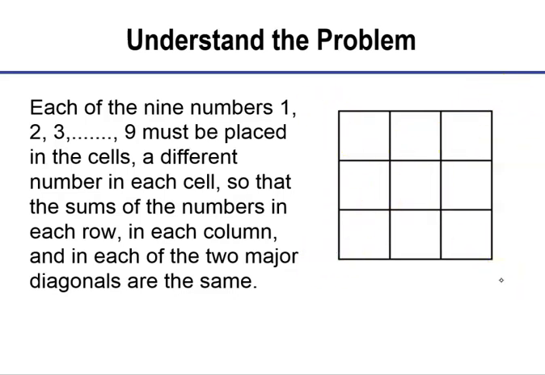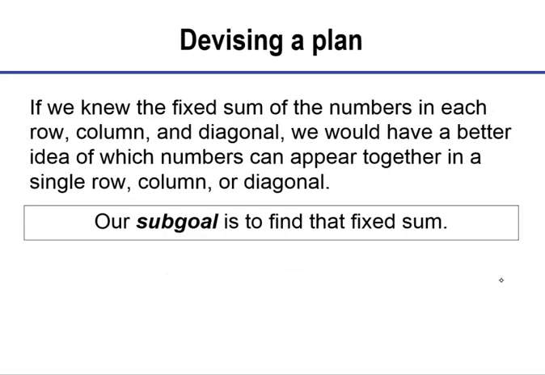But here's the deal. We don't even know what they need to add to yet. So that might be what we call a sub-goal. So keep that in mind. If we knew the fixed sum of the numbers in each row, column, and diagonal, we would have a better idea of which numbers can appear together in a single row, column, or diagonal. So our sub-goal is to find that fixed sum.